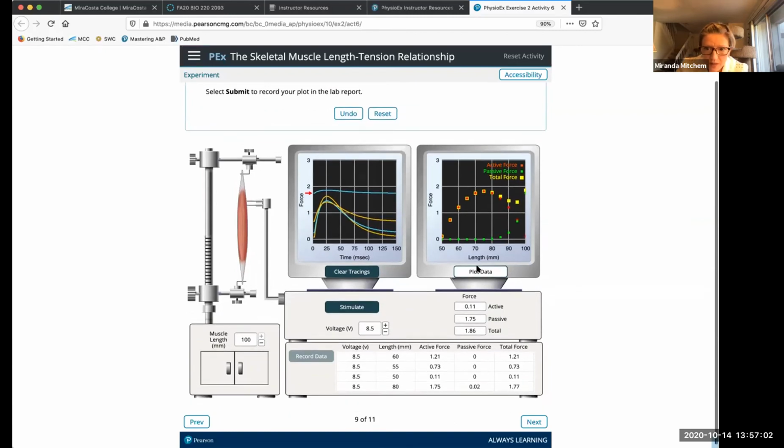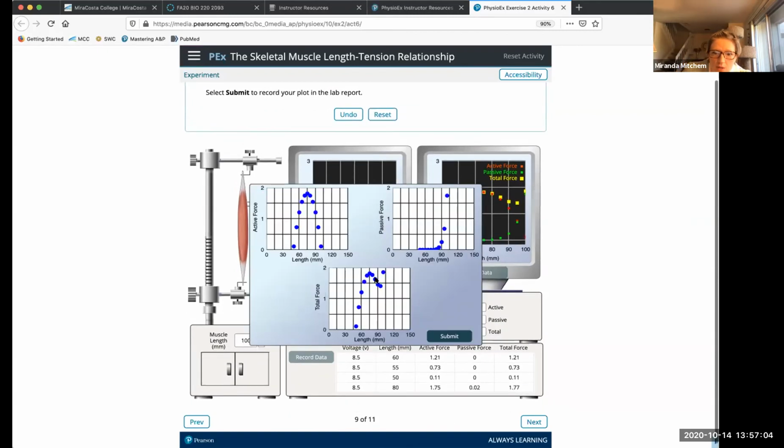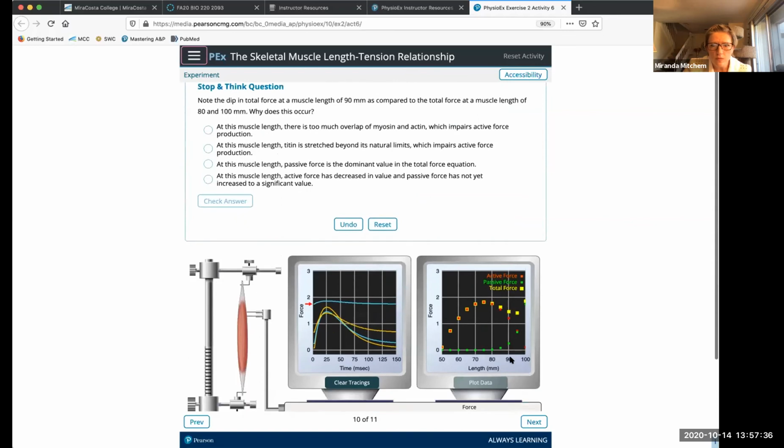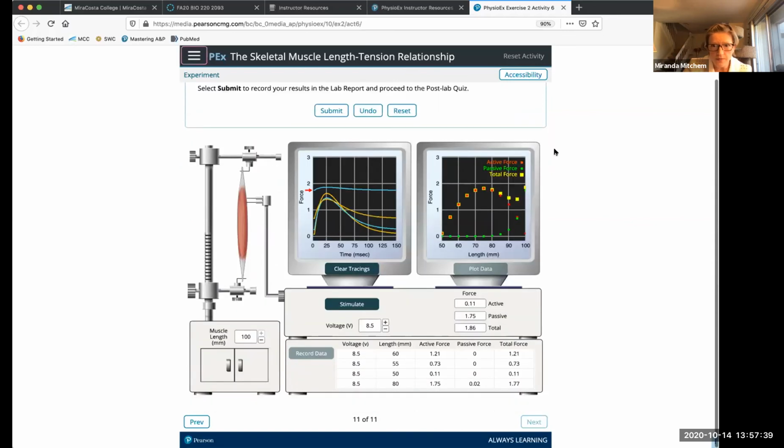Let's look at the plot. Okay, so we added a bunch of points up at the top, but look how pretty this is. Look at our active force and our passive force. So now we're starting to see a passive force with those latter ones because we don't get back down to baseline. So there is a passive force. So as the muscle lengthened beyond a certain point, it changed the dynamics of the active versus the passive force. Let's see what's next. That's it.